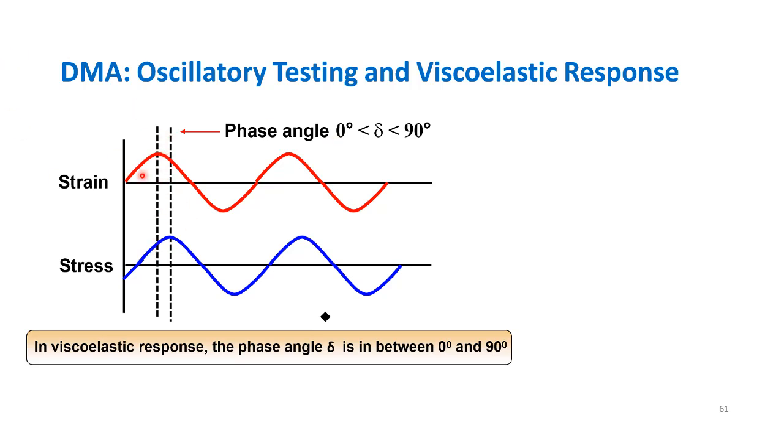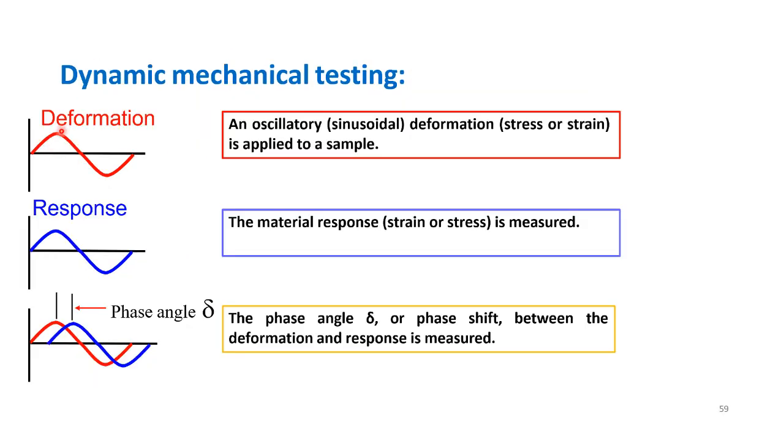we can see that here the deformation is maximum, but the response is lesser, or it is not the maxima here, but the maxima is coming somewhere here. So the difference between the two maxima is the phase angle or phase shift.